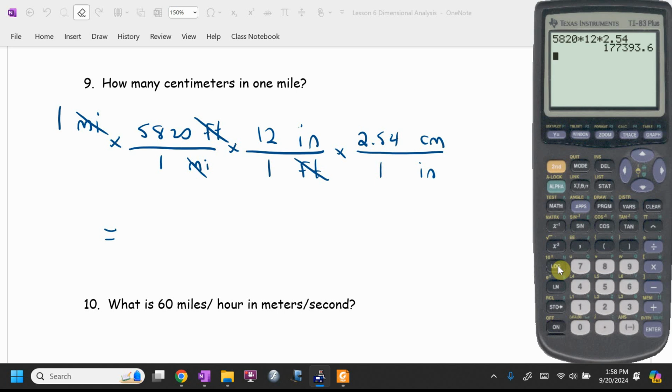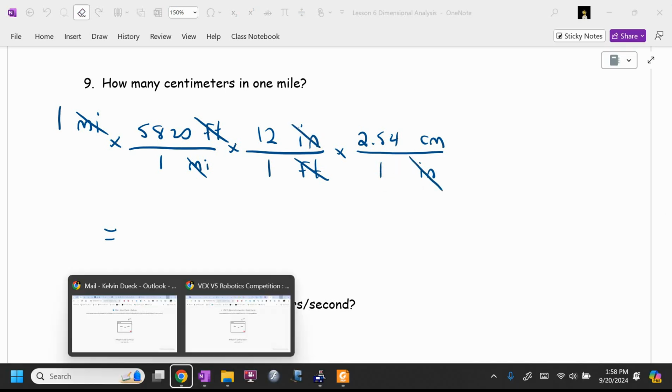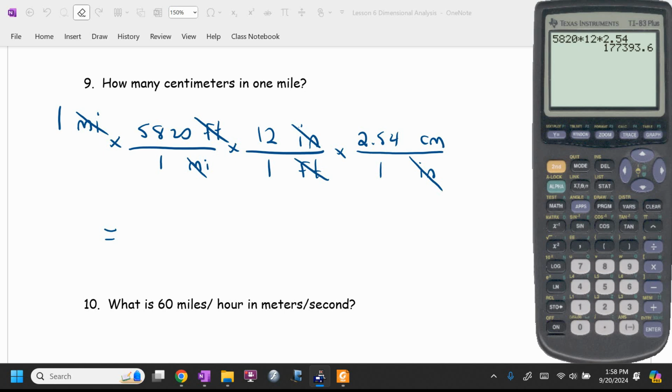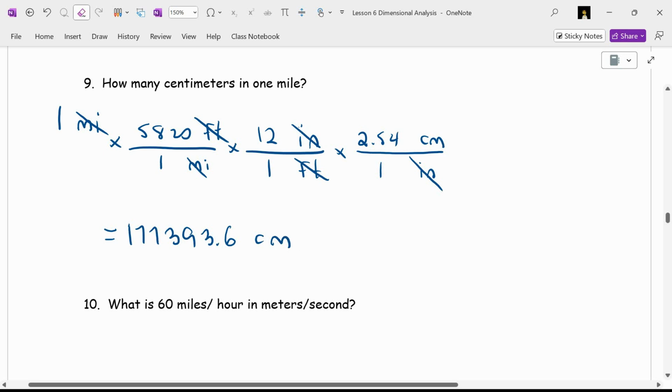Yeah. You get 177,393.6, or did I miss something? No, is that right? I'm going to write the whole thing. 177,393.6. Oh, I forgot to cross out inches. Yeah, that's centimeters. That would have given me more confidence. 177,393.6 centimeters.